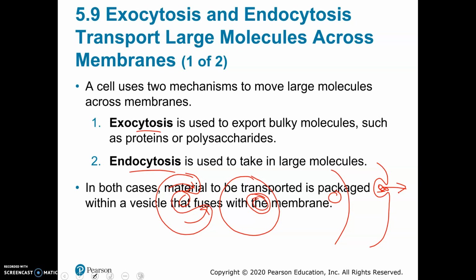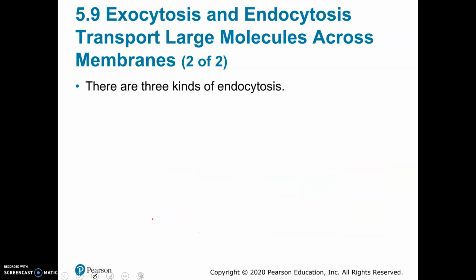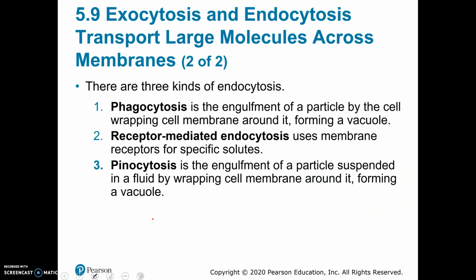In both cases, it says here that everything gets packed in a vesicle. Those are the little, almost like a vacuole. And there's 3 specific endocytoses. Let me go through those really quick. Phagocytosis, the cell eats something really big, like a bacteria. This is like what your white blood cells do. And then they digest the bad stuff.